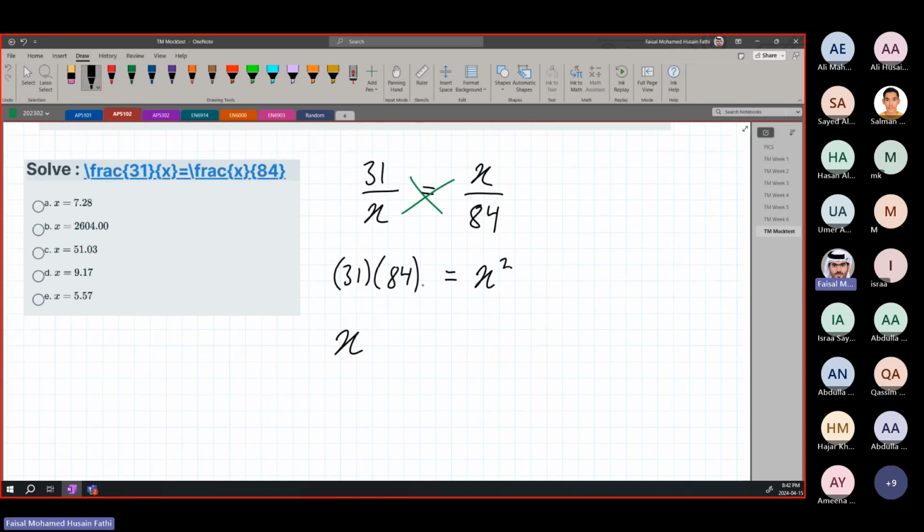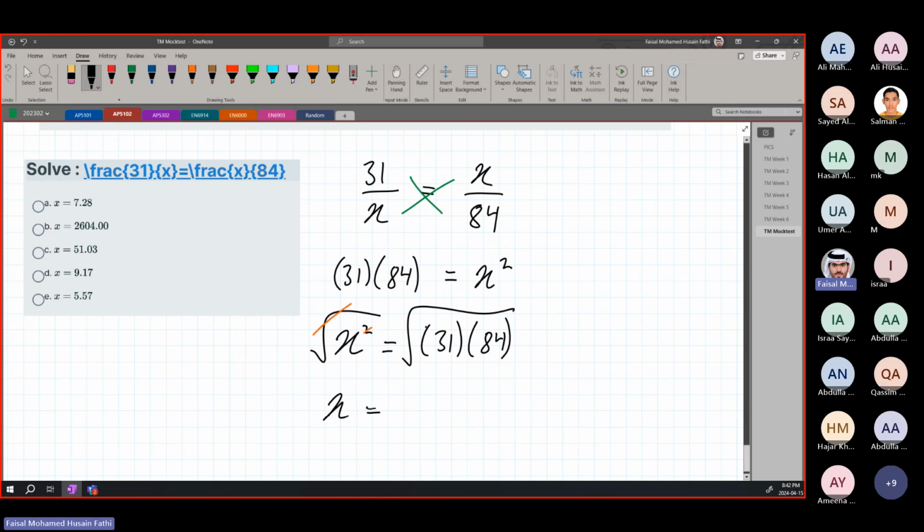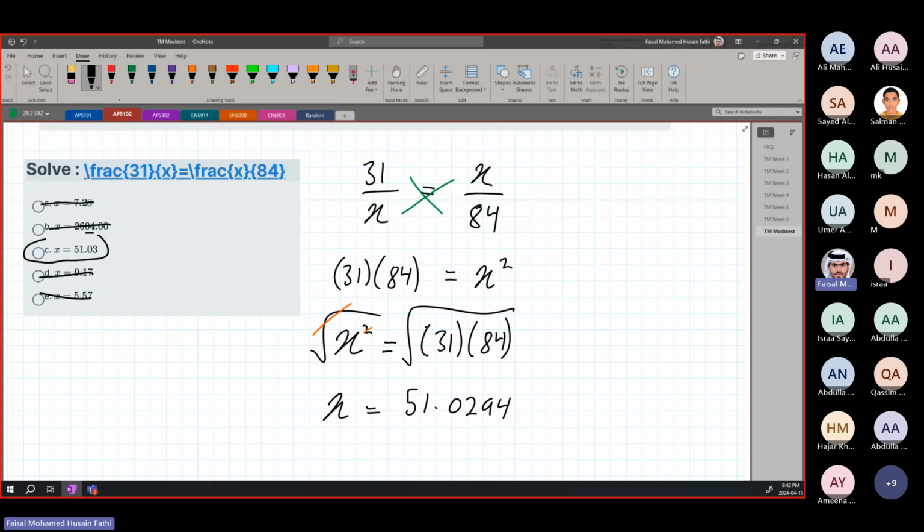So to find x, we just do the square root. So 31 times 84, we just do the square root because this is squared. So this and this will cancel. So x is going to be equal to the square root of 31 times 84, which is 51.0294. We'll round later on. Let's see the number that is closest anyways. Not this, not this, not this, not this. 51.03. Yes, that is our answer. Okay. Next question.